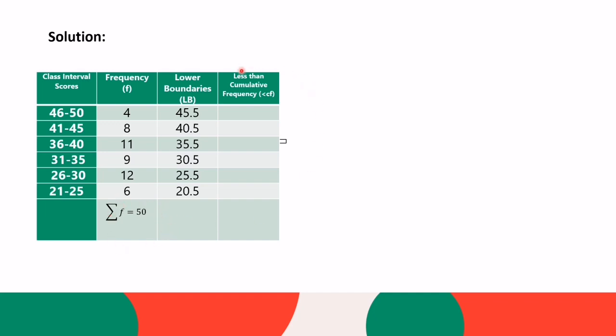And then for the less than cumulative frequency, we will start by writing the total frequency here, which is 50. And then subtract the first frequency, which is 4. So 50 minus 4, we have 46. And then 46 minus 8, we have 38. 38 minus 11, we have 27. 27 minus 9, we have 18.